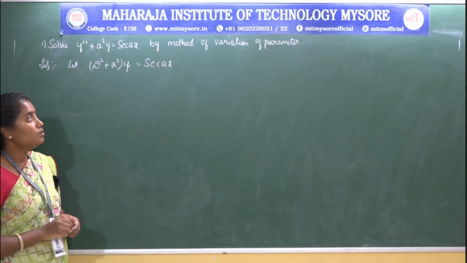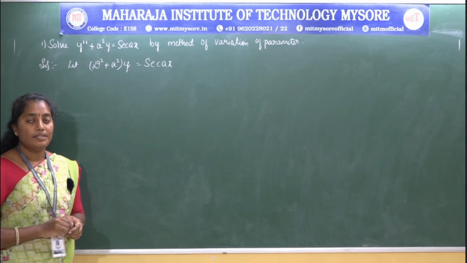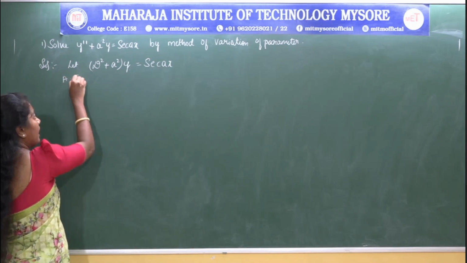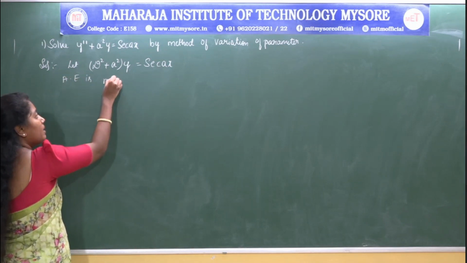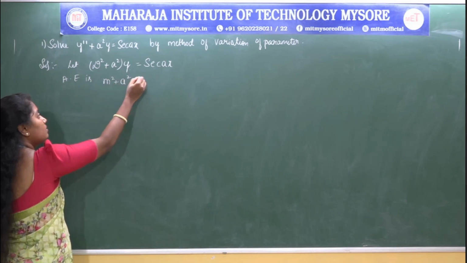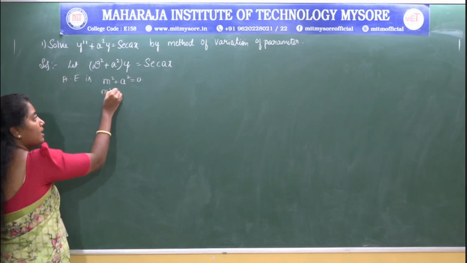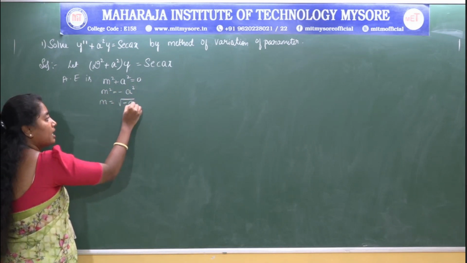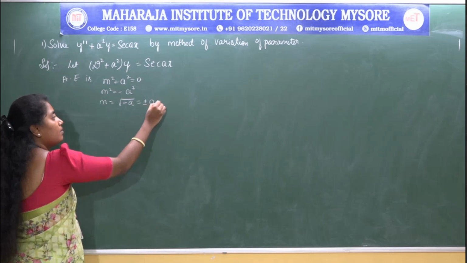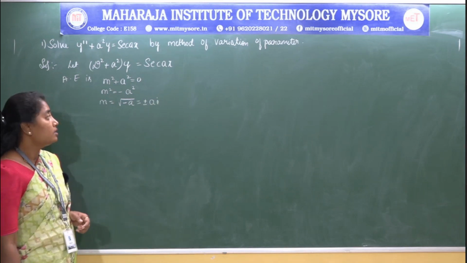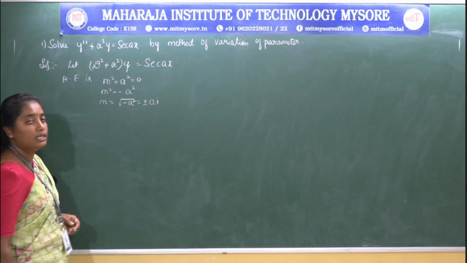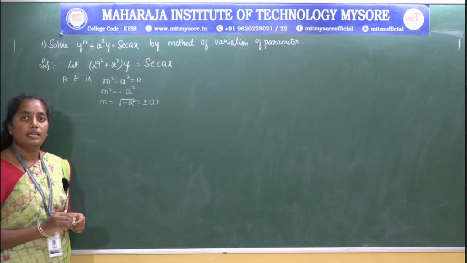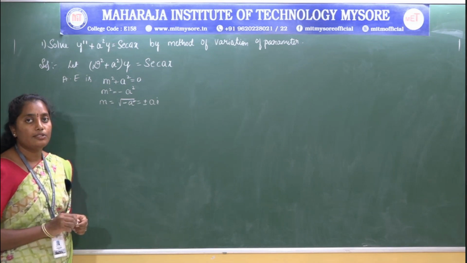To write the solution using variation of parameter method, first we have to find the complementary function. To find the complementary function, the auxiliary equation is m square plus a square is equal to 0. From this, m square is equal to minus a square, so m is equal to plus or minus square root of a square times root of minus 1, which gives plus or minus ai, a complex root.